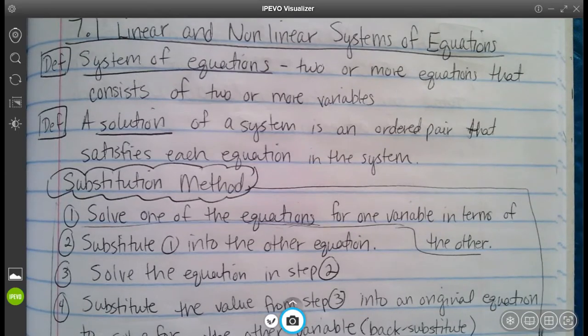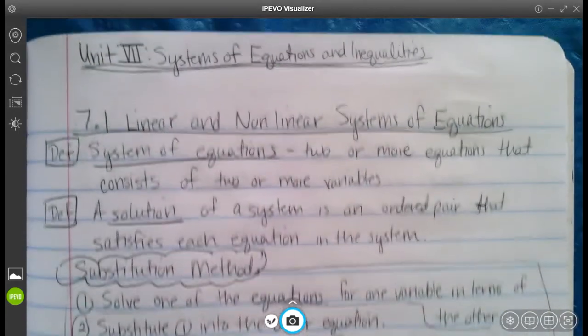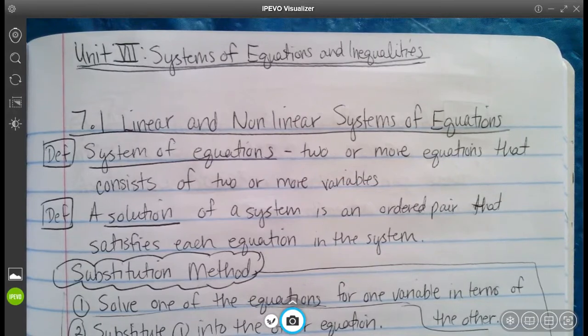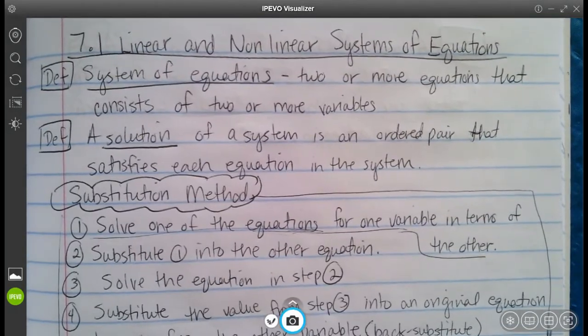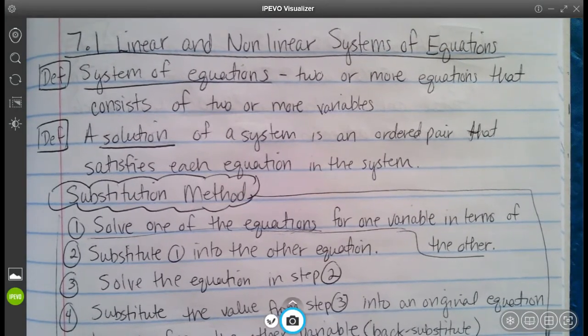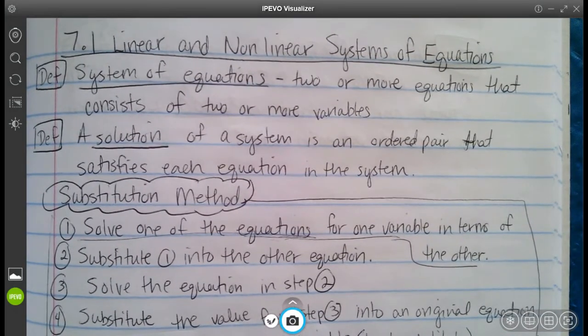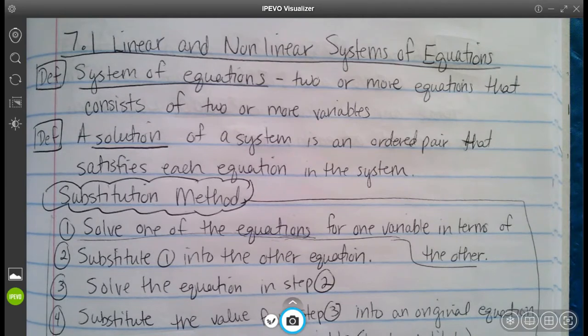This video is going to cover section 7.1, the first subunit of Unit 7, Systems of Equations and Inequalities. We're going to start with linear and nonlinear systems of equations. We have a few definitions here. And just so you know, this is something you have seen, so hopefully it's not too difficult.